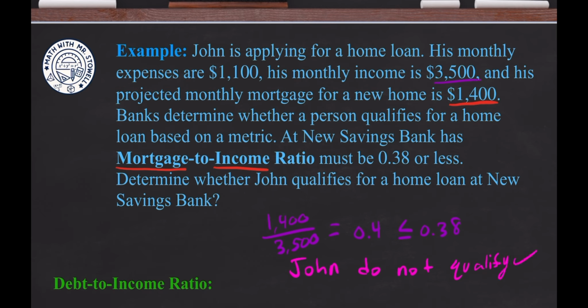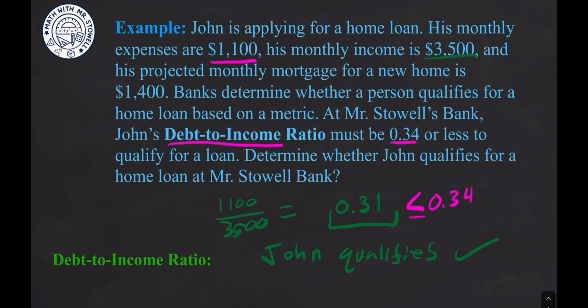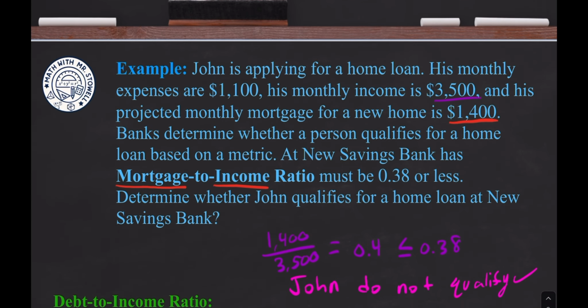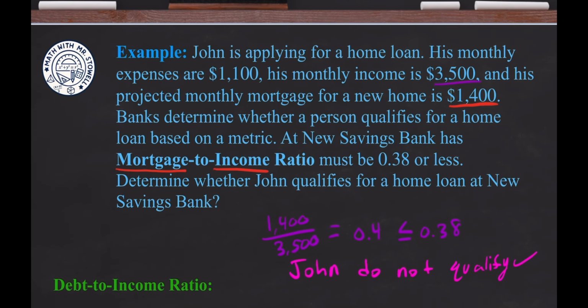So John does not qualify in this one. So keywords, make sure you understand the difference between debt to income versus mortgage to income. Both of them are ratios, but you may pick different numbers based off of that.